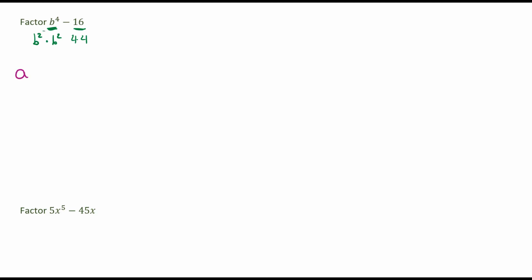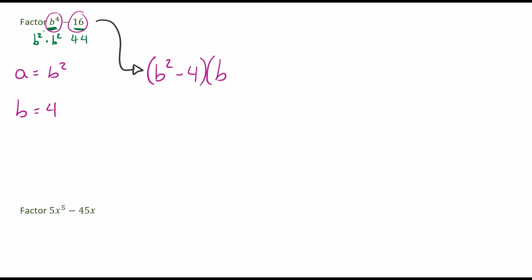So that means I can say my a is equal to b squared, and my b is equal to 4, the square root of b to the 4th, and the square root of 16. Those a and b is as far as the notation I have for my formula. So I can easily factor it because it's a difference of squares. It's b squared minus 4 times b squared plus 4. There we go. So you say, boom, I did my factoring pattern, difference of squares. Got it. I'm done. Move on to the next one.